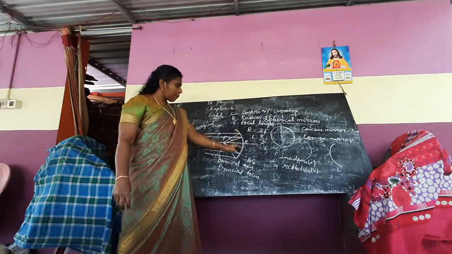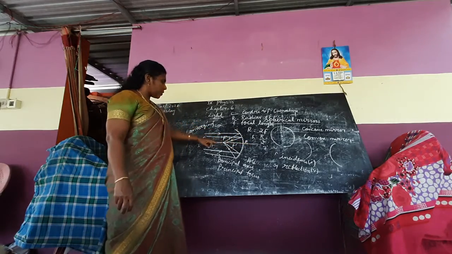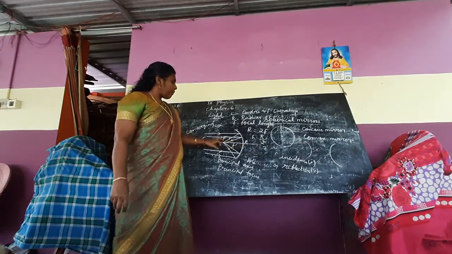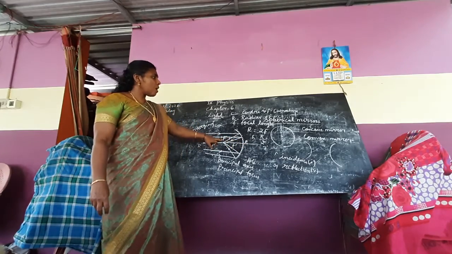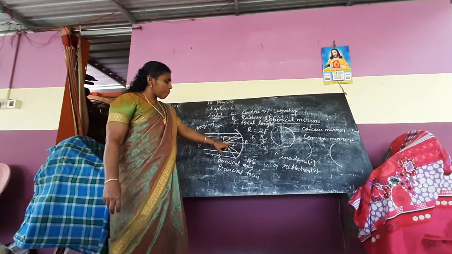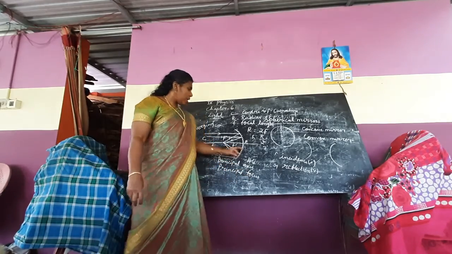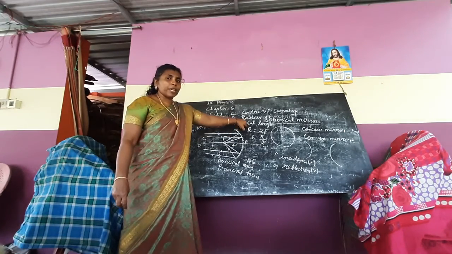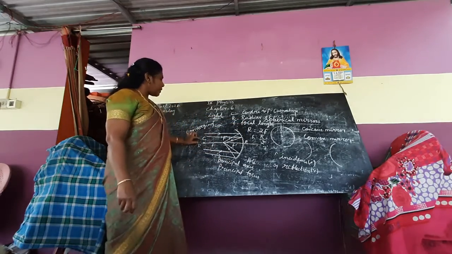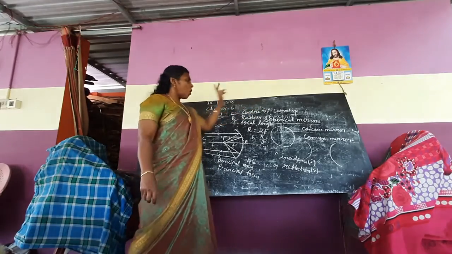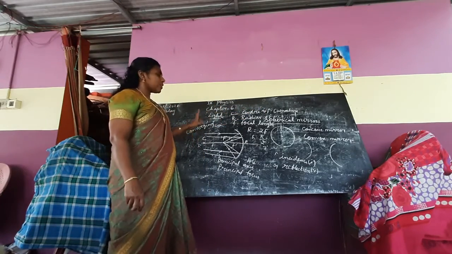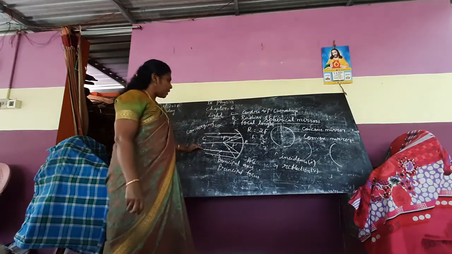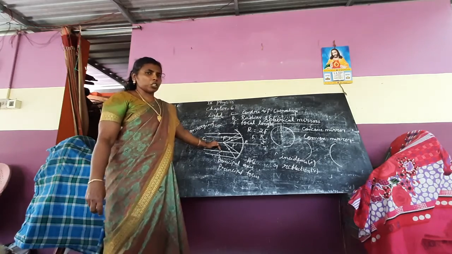This is the concave mirror and the principal axis. This line is called the principal axis. P means pole, and capital F is the principal focus. Small f is the focal length, and capital F is the principal focus, written here. And C is the center of curvature, or R. C and R are the same. R means radius of curvature, and C means center of curvature. We learned about this diagram last section.